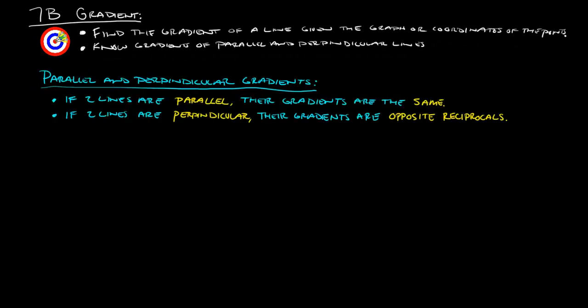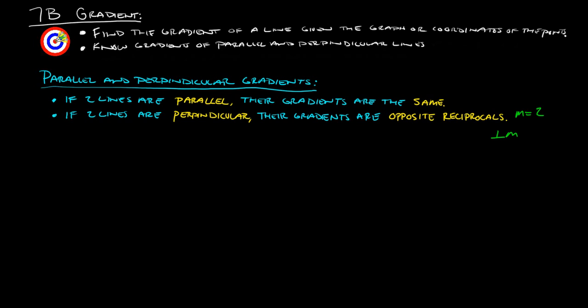Alright, let's take a look at parallel and perpendicular gradients. If two lines are parallel, their gradients, and again remember gradient is the same thing as slope, are the same. And if they're perpendicular, their gradients are opposite reciprocals. For example, let's say the gradient of the original line was 2.